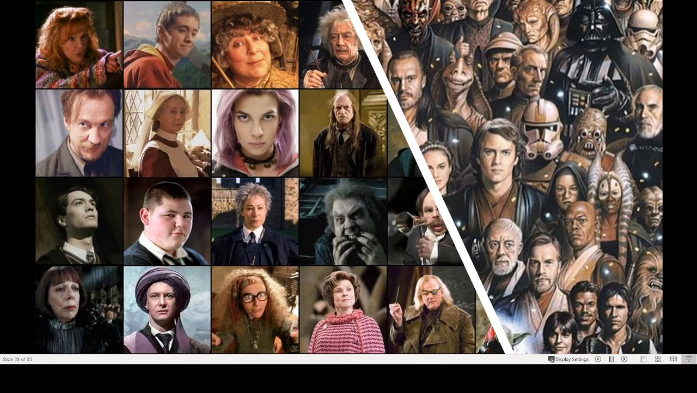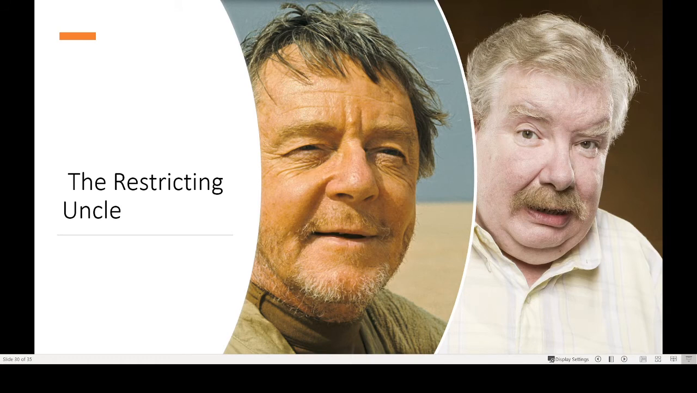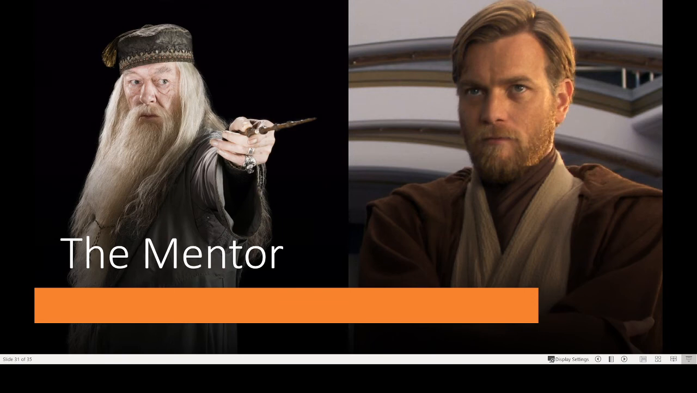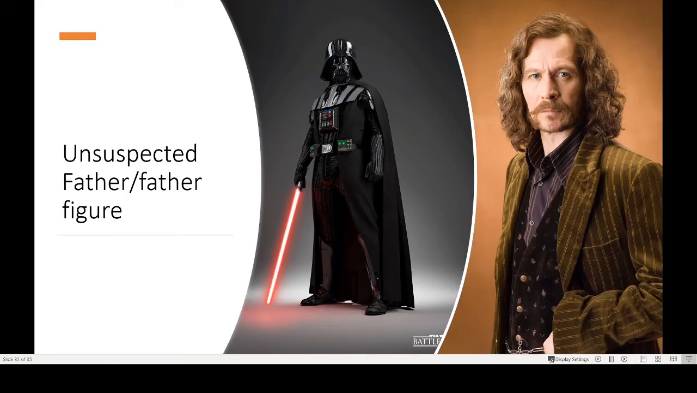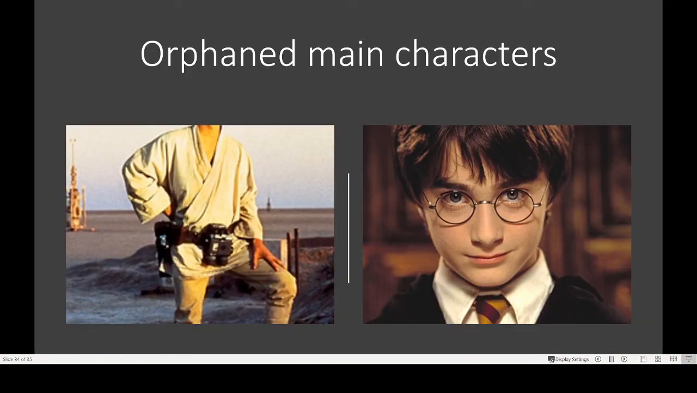Now let's take a look at the characters and their roles in the stories and how they are similar. We have the betrayers. We have the restricting uncle of each story, which I mentioned earlier. We have the mentors. The unsuspecting father or father figure, because technically Sirius Black isn't Harry's father. He is the godfather, which makes him a father figure more so. We also have the ignorant or unaware government who had spies the entire time. For Harry Potter, that would be the Ministry of Magic, obviously. And for Star Wars, I think it's called the Intergalactic Senate or something. I don't remember what it's called. And of course, both of the main characters are orphaned.